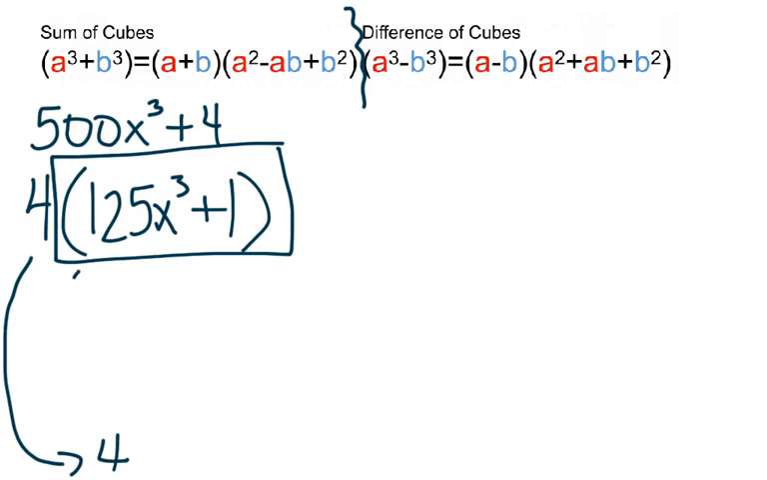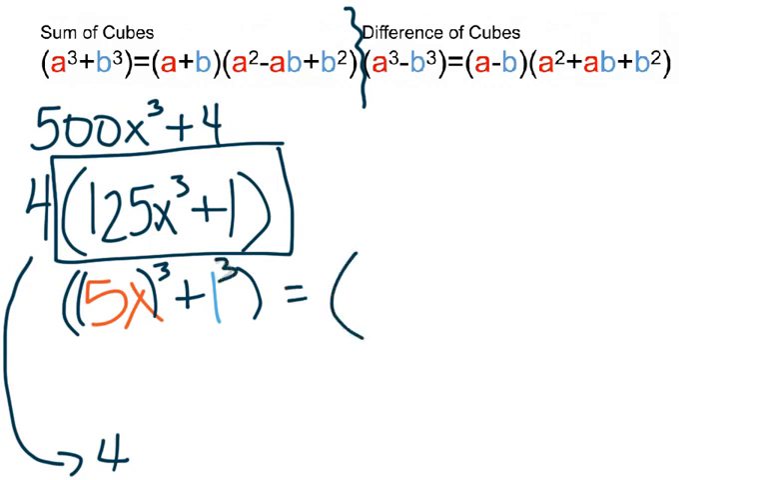So I'm going to take 125x cubed plus 1, and I'm going to write it as something cubed plus something cubed. The cube root of 125 is 5, so that's my something. And if I cube 5x, I get 125x cubed. Plus, I want to figure out what cubed is 1. The cube root of 1 is just 1, so this becomes 1 cubed.